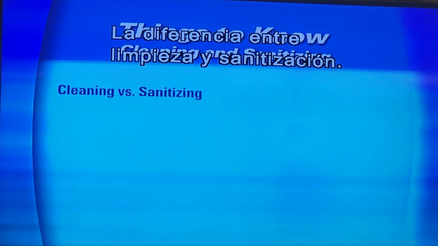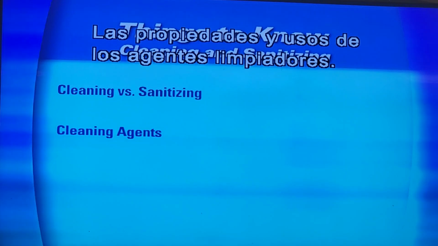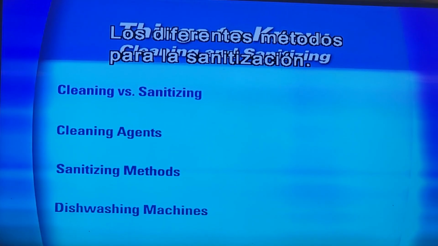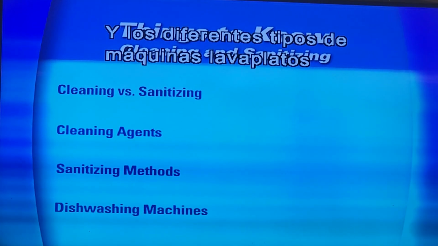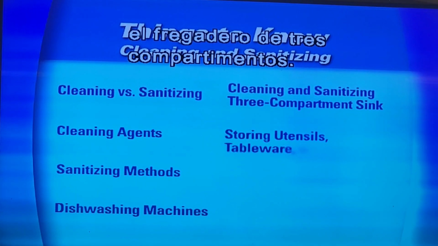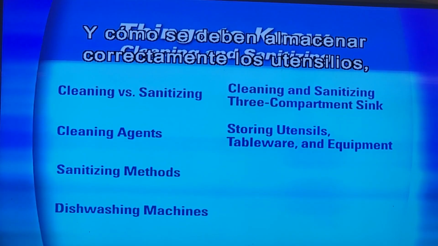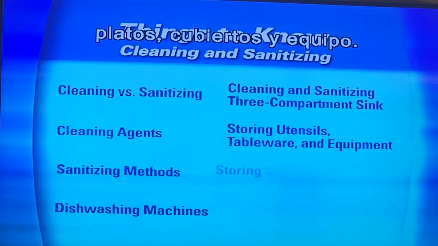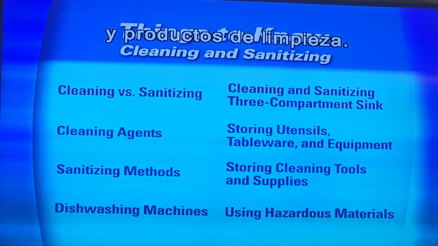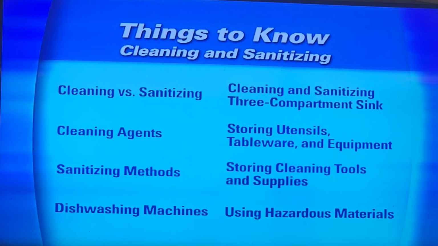To get a handle on cleaning and sanitizing, you have to know the difference between cleaning and sanitizing, the properties and uses of cleaning agents, the different methods of sanitizing, and the different types of dishwashing machines and their proper operation. You'll also have to know how to clean and sanitize equipment using a 3-compartment sink. Then there's the proper storage of utensils, tableware, and equipment. The proper storage of cleaning tools and supplies, and the proper use and storage of hazardous materials.